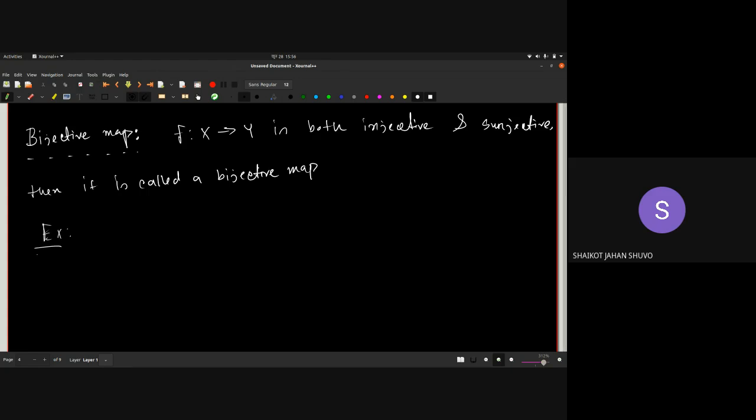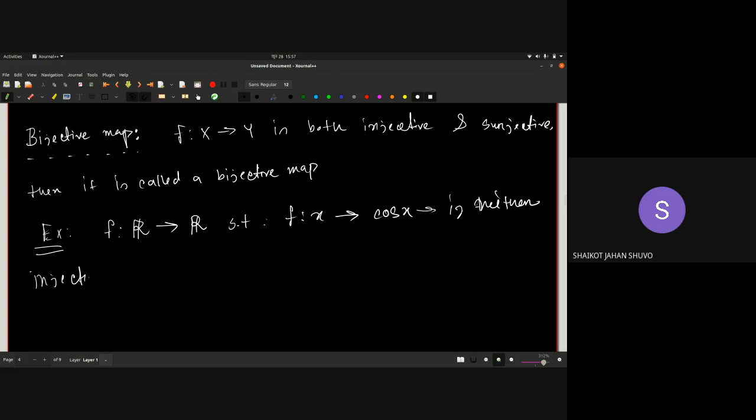Example: let's say you have a map that maps R to R such that f is now given by some explicit formula like this. And what you can do is easily show that this guy is neither injective nor surjective. Can anyone give me an argument why this is not injective or not surjective?